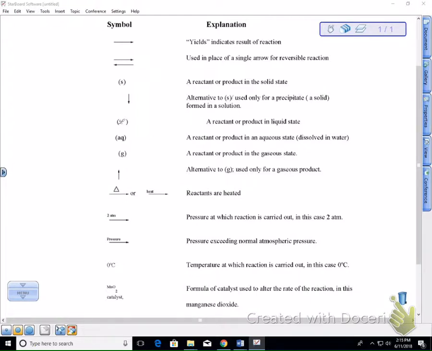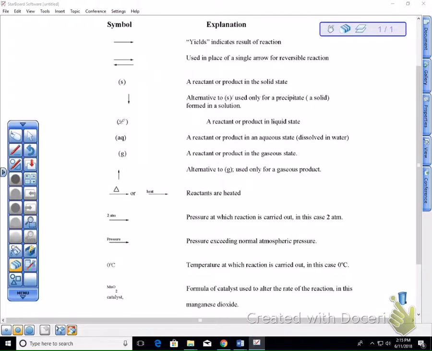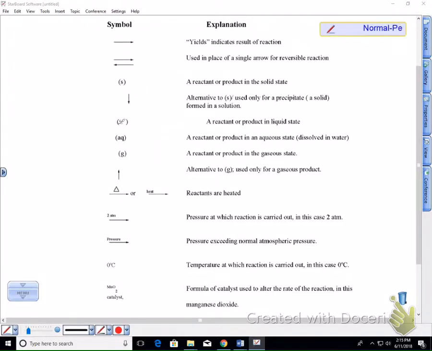Eventually, we're going to learn how to balance these equations, and then we're going to learn how to tell the different types of reactions. And then finally, at the end of this unit, we'll be able to predict our own products. But first things first, let's learn the symbols that are commonly used in writing chemical reactions.